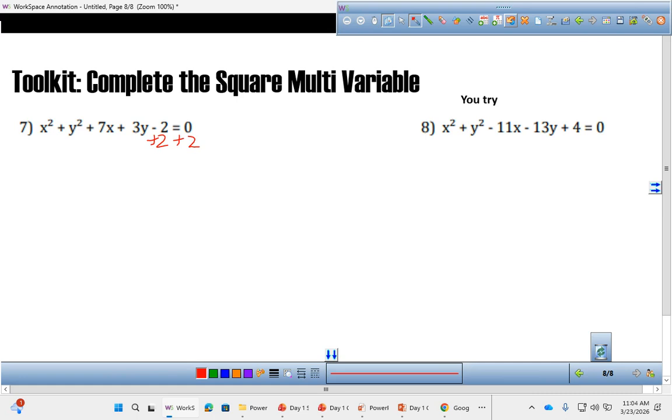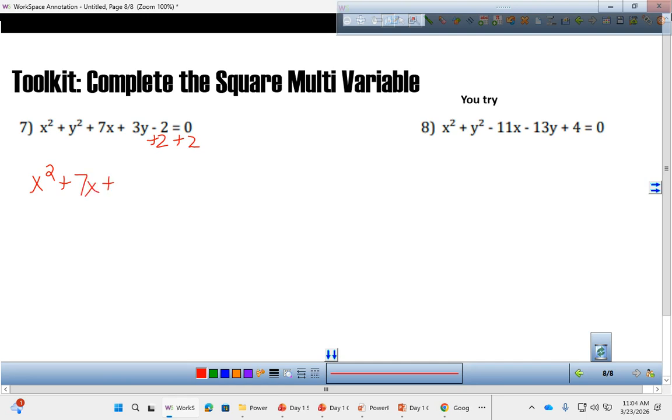And I'm going to reorder some things, right? So I've got x squared, and I'm going to pair that with 7x. And then I'm going to have some perfect square there, all right? And then I've got y squared, and I'm going to pair that with a 3y, and then I'm going to have some perfect square there. And then on the other side, I'll have a positive 2, because 0 plus 2, and then 2 perfect squares.